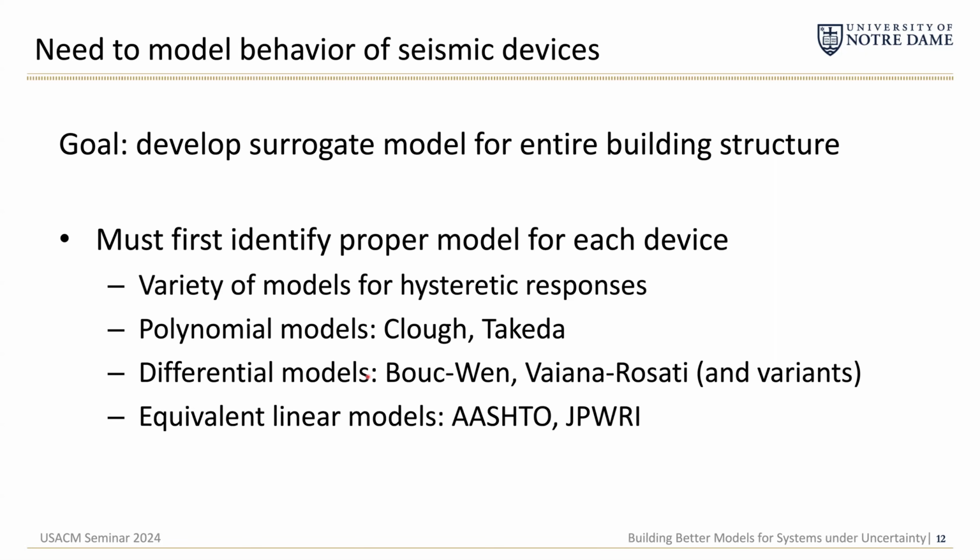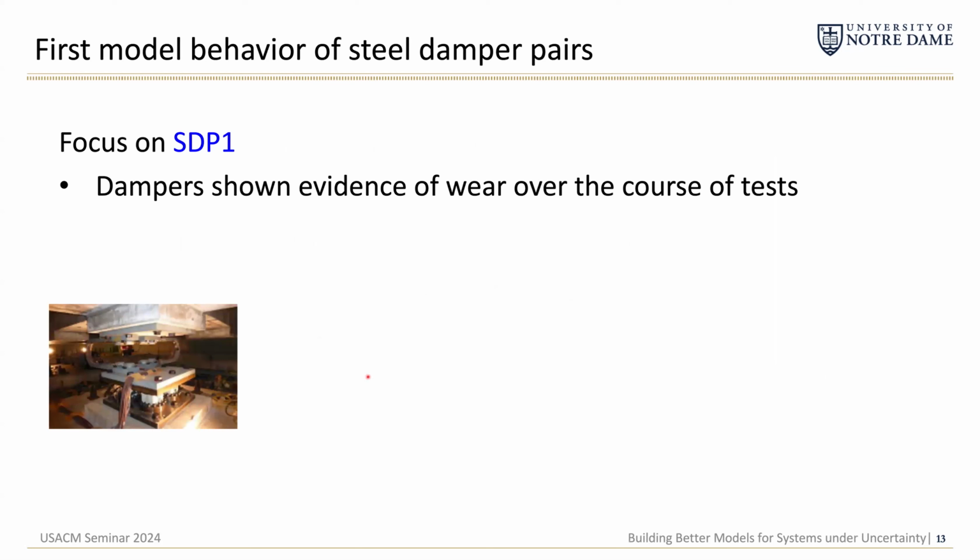And then there's also equivalent linear models where AASHTO, JPWRI, Caltrans, they all have their own equivalent linear models as well. And all of these have been used in different studies to represent the nonlinear hysteretic behavior of isolators. And so we're going to focus specifically on those steel damper pairs. I want to focus on those because they happen to have exhibited very strong nonlinear behavior over the course of testing. And they also did show some evidence of wear over the course of testing too.